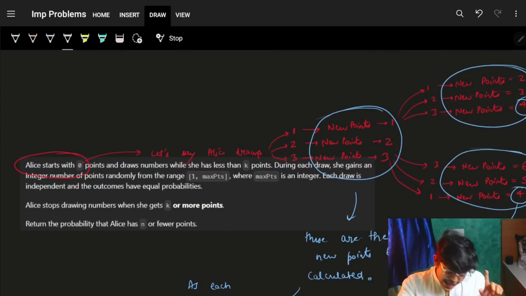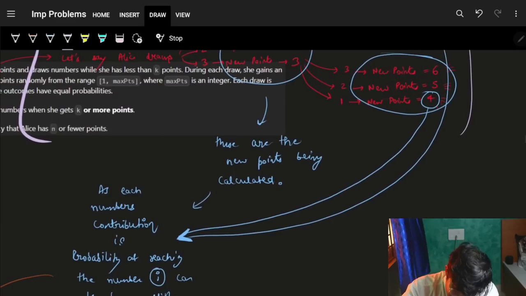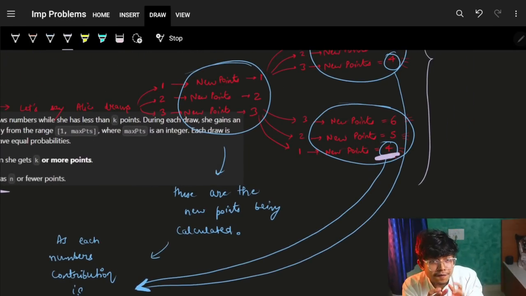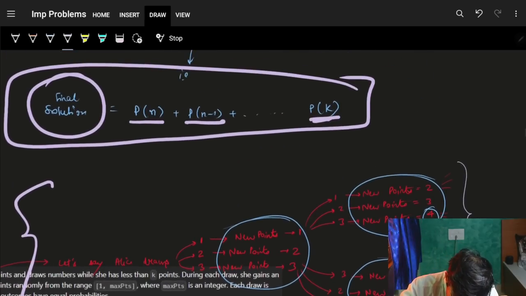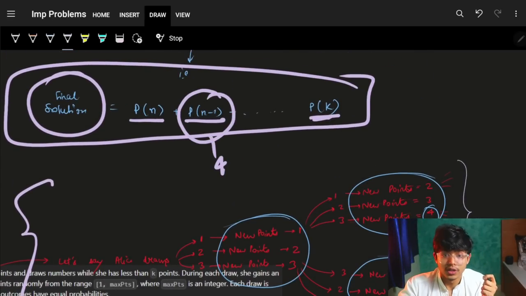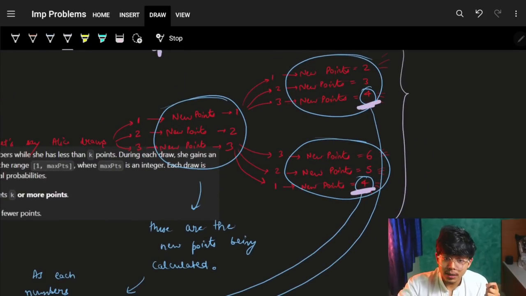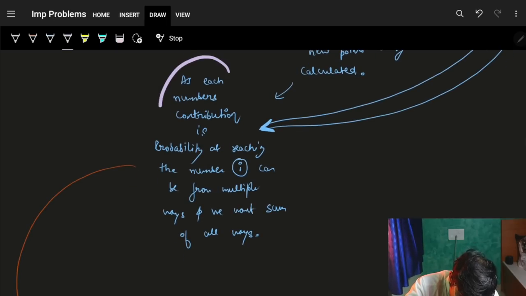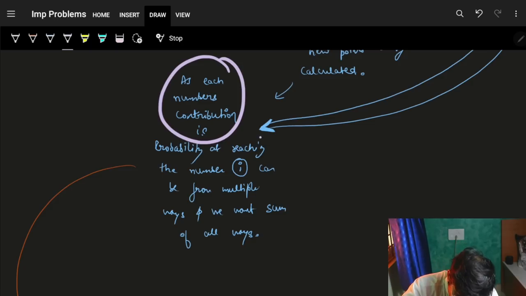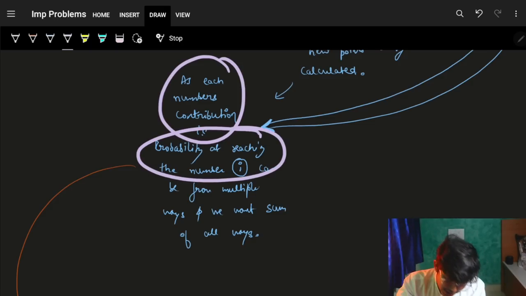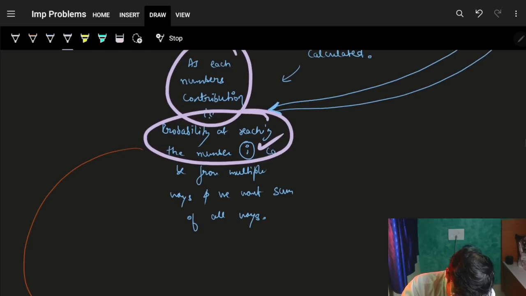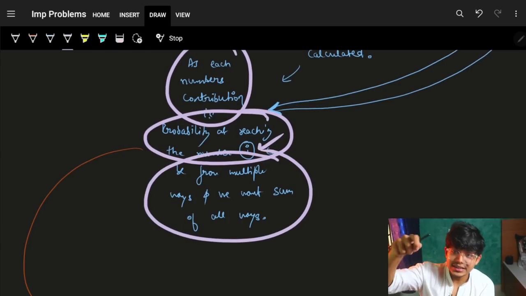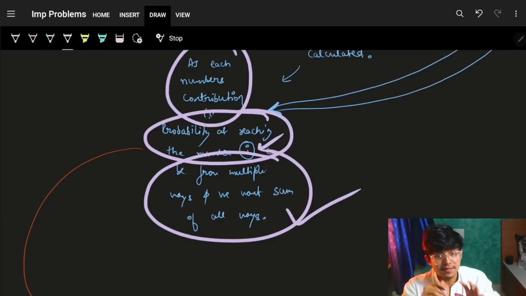Now, as we saw in the earlier recursion tree, I just want to find the probability of n or fewer points. If I need to find the probability of, let's say, this point 4, this point 4 is being contributed here also and here also. For sure, I have to find the contribution of each point. Now, for the probability of reaching that number i, here I showed you 4, it can be via multiple ways, because it's a tree, and in a tree you can reach a specific point by multiple ways.